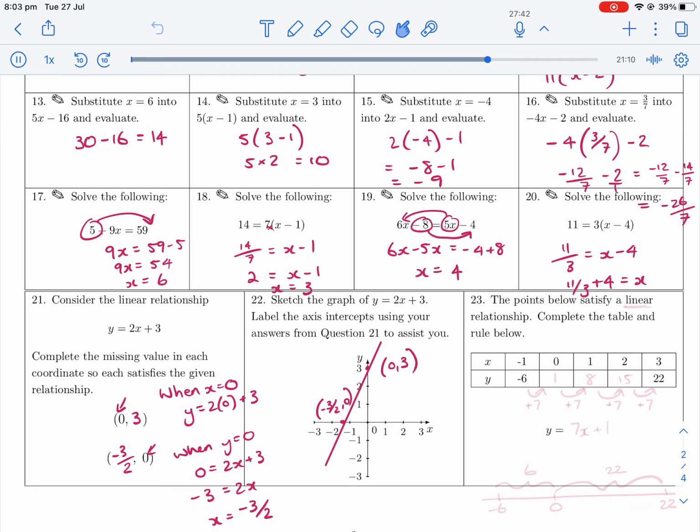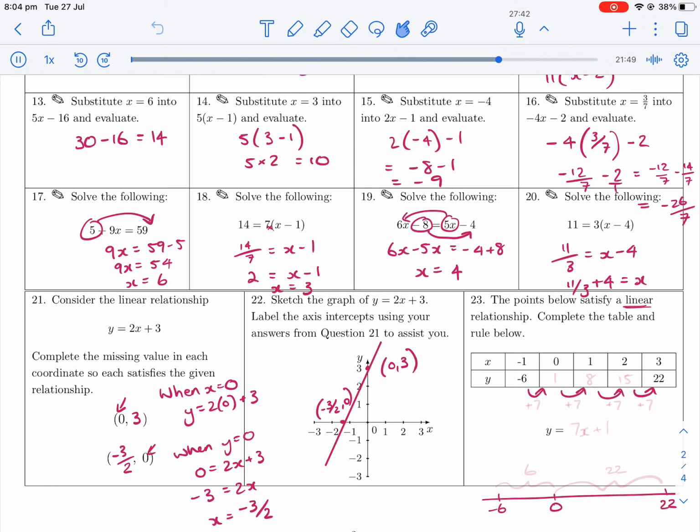The points below satisfy a linear relationship. Complete the table and rule below. Why don't we consider because it's linear, that means that each of these terms will be the same distance apart. Because it's constant, it's a straight line. So let's look at our number line and think about the distance between 22 and minus 6.